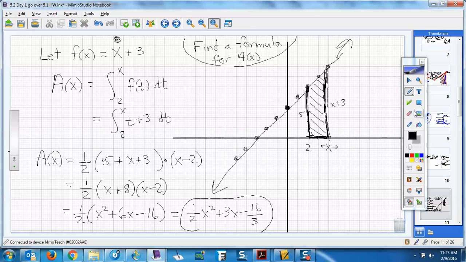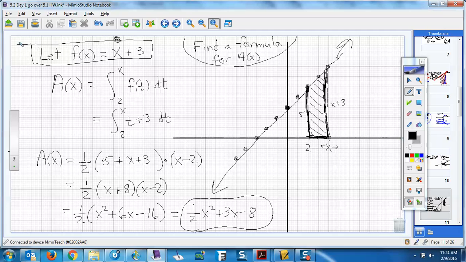Oh, why did I say thirds? That was dumb. I don't know what I was thinking. What will it be? Minus 8. Again, lack of oxygen. I'm just barely hanging on over here. All right. So, 1/2 x squared plus 3x minus 8. Correct?